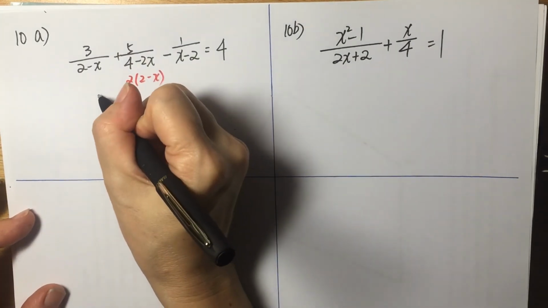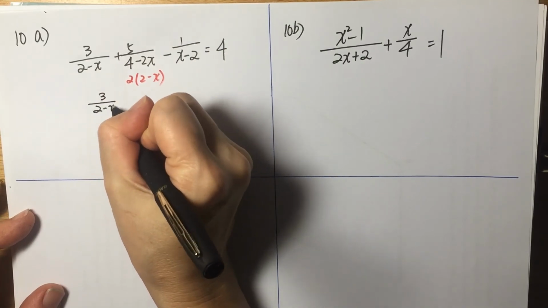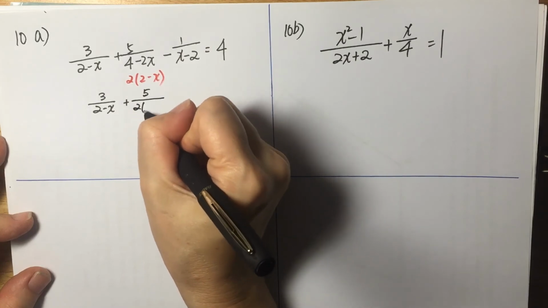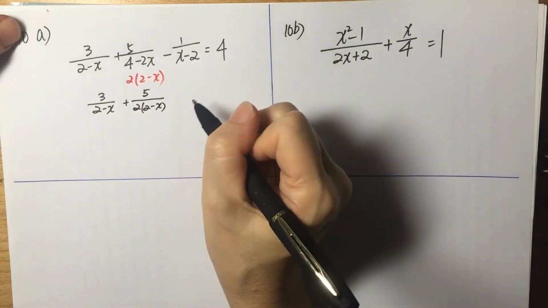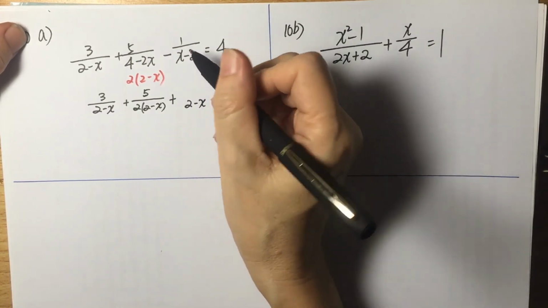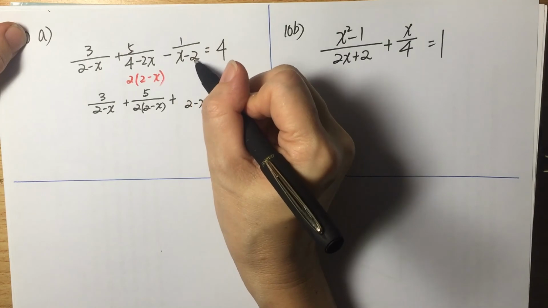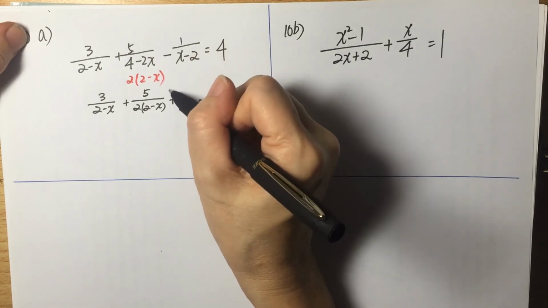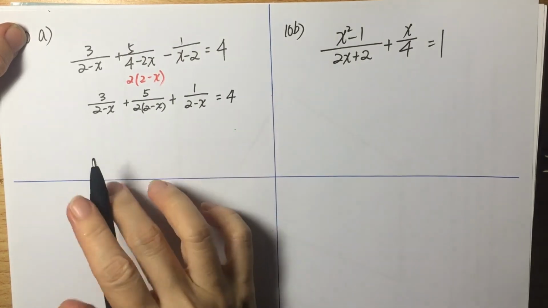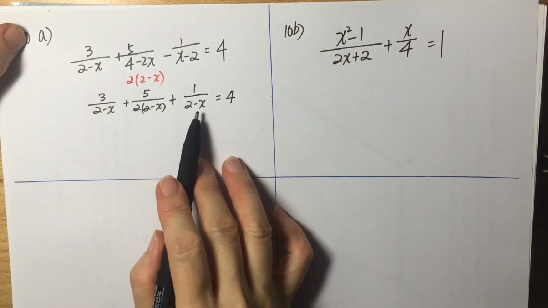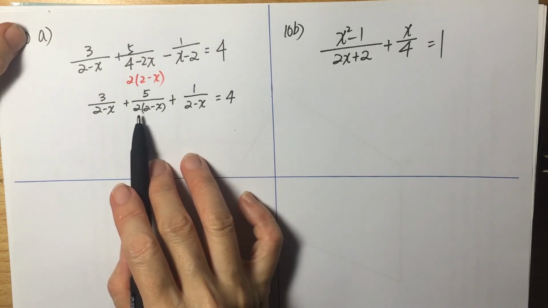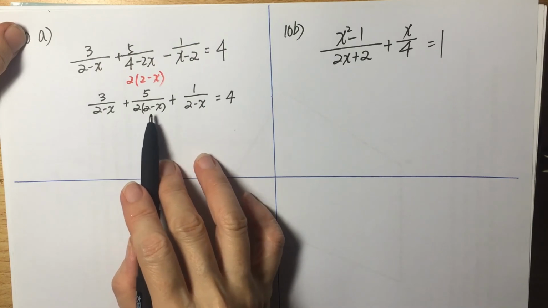So can I say the first term is 3 over 2 minus x? The second term is 5 over 2 times 2 minus x. Then the third term, I'm going to put it to be 2 minus x also. What I use is I use the negative to multiply into the denominator, so it becomes positive. So it is 1 over 2 minus x. So can you see? I'm having 2 minus x, 2 minus x, 2 minus x, but this one has a 2 multiplied to it. So the common denominator will be 2 times 2 minus x.